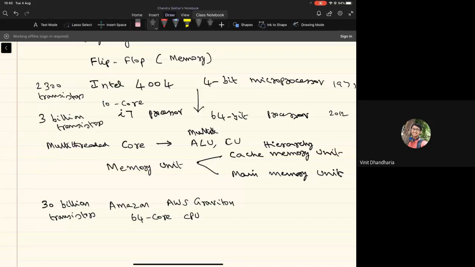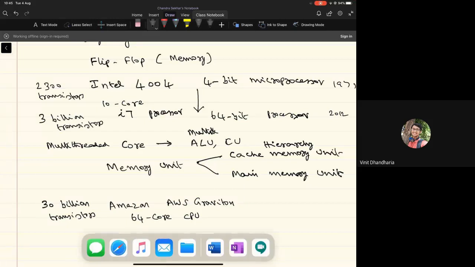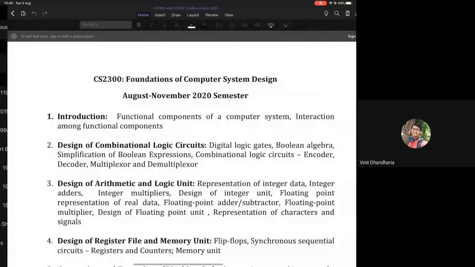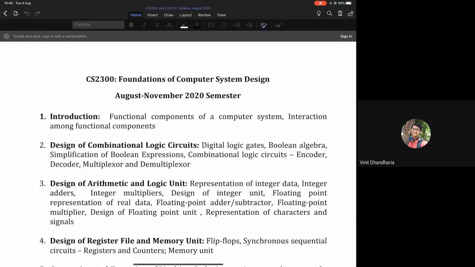So what I will do now is I'll just open the document where we have the syllabus for the course, and quickly go through the contents of this syllabus. Just to give you an idea, we'll post it also on the Moodle. Okay. So what is being proposed for this semester's course is as follows.